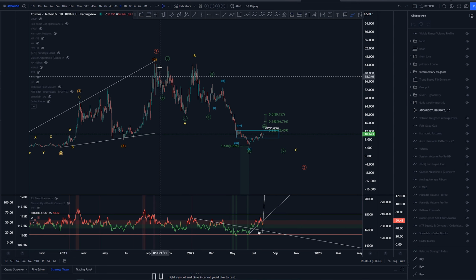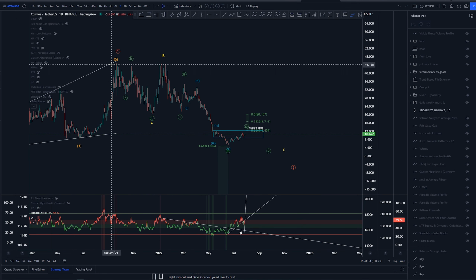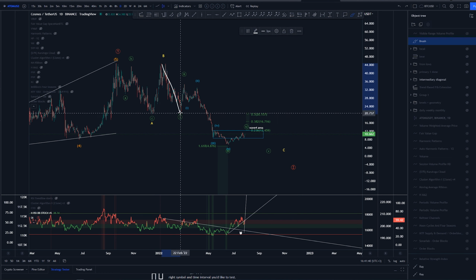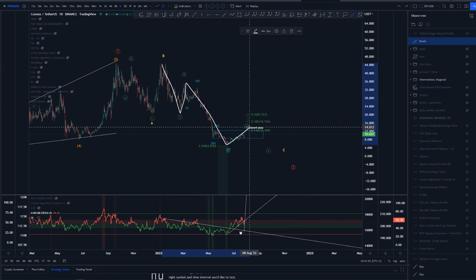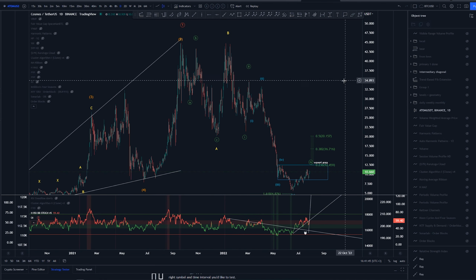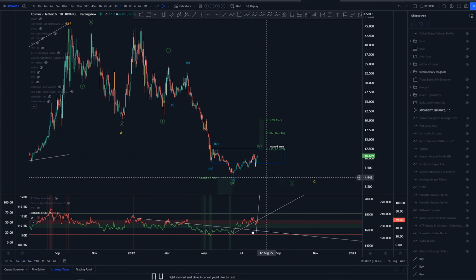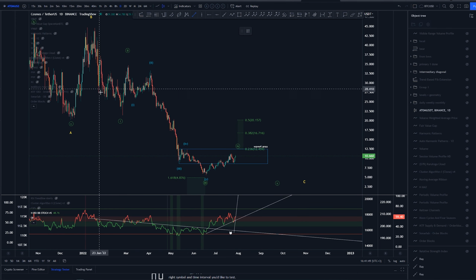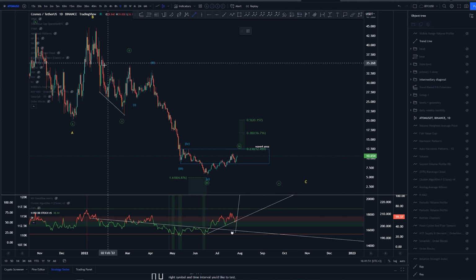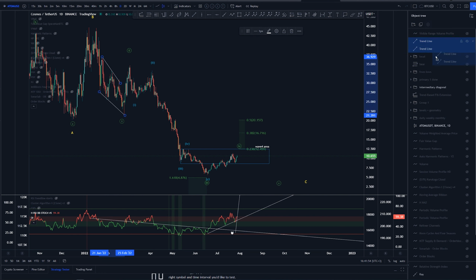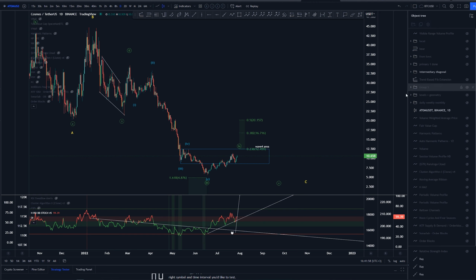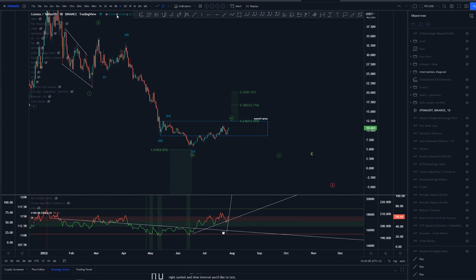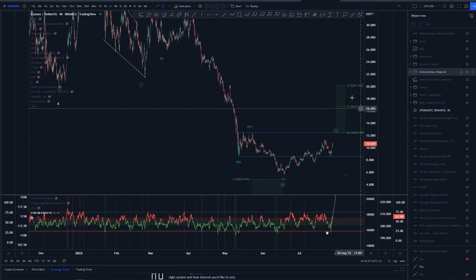Now the other scenario we had was this diagonal, in which again we would have this as an ABC into an A wave, 3 waves here into a B, and then again 5 waves coming down, 1, 2, 3, 4 and then 5. This would suggest that we are coming lower, and here we don't have that diagonal plate in place, so I'll just draw it in here like that in the folder. There we go.